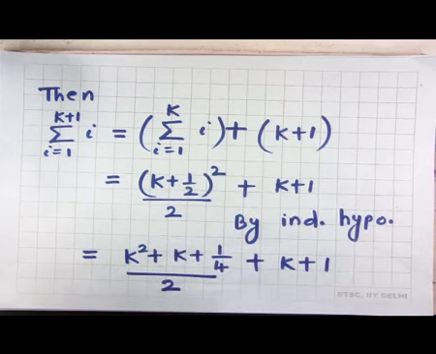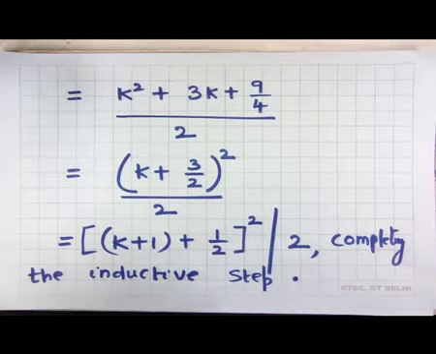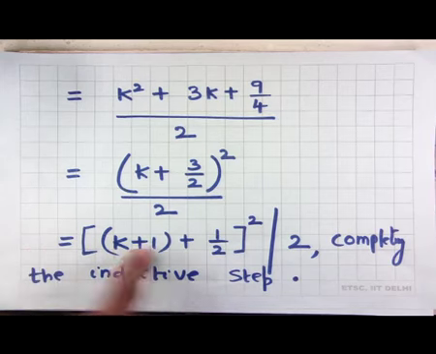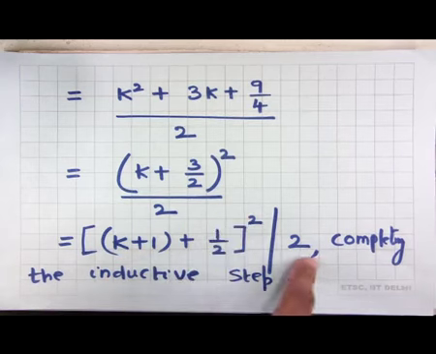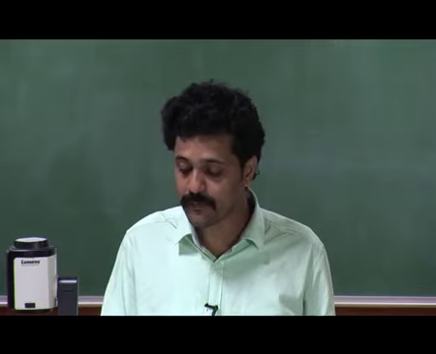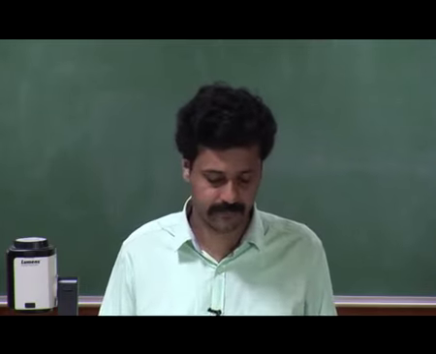Now, with routine calculation, we get it in the following way. So, ultimately it is (k plus 1 plus half) the whole square by 2, completing that P of k plus 1 is true if P of k is true. So, one may jump to the conclusion that hence by mathematical induction P of n is true for all n. What is wrong with this?